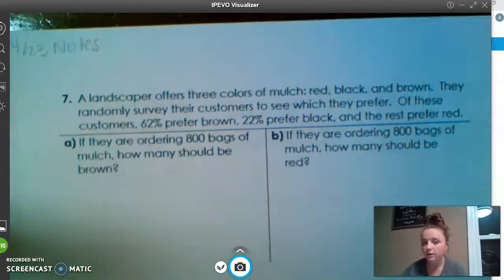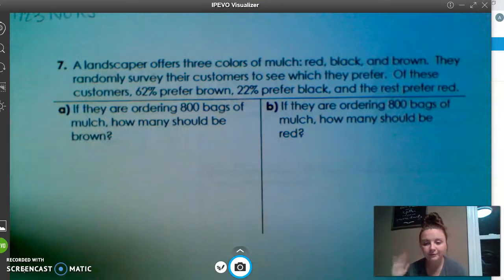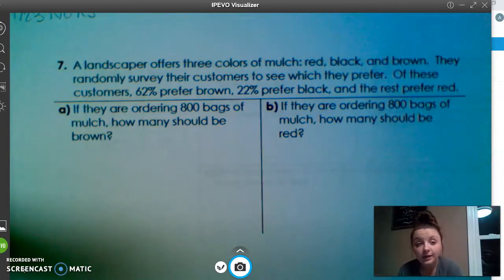So our notes for today, right there. Short and sweet, but it says a landscaper offers 3 colors of mulch: red, black, and brown. They randomly survey their customers to see which they prefer. Of these customers, 62% prefer brown, 22% prefer black, and the rest prefer red. So it's unbiased, it's random. This one's different than what we've been doing though because it's not a table, it's percentages, okay?